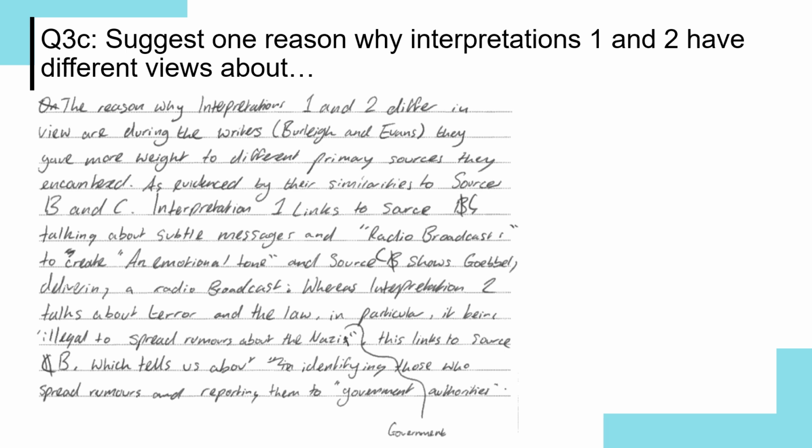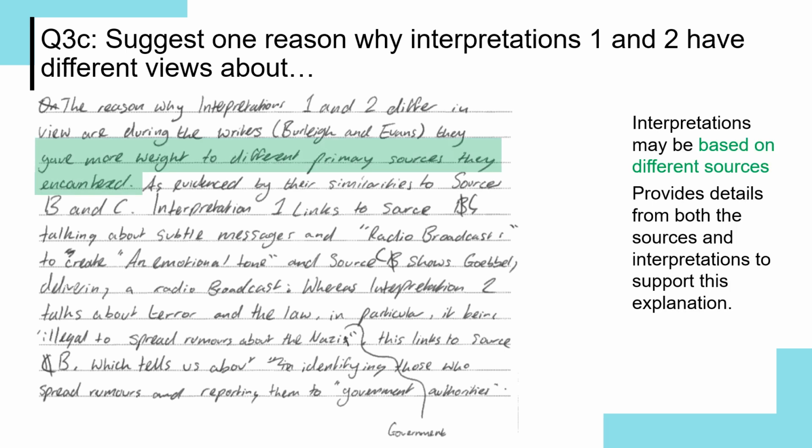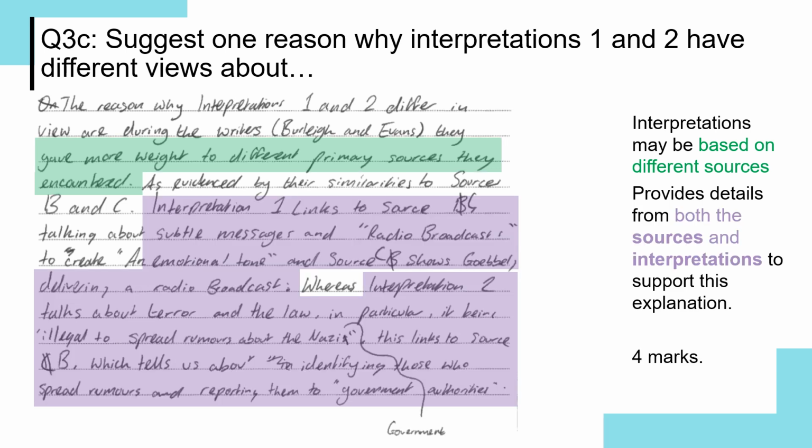Let's take a look at a sample answer. The answer clearly explains that the interpretations may be based on different sources, as highlighted in green. It provides details from both the sources and the interpretations to support this explanation. It's not enough to simply state that the author of interpretation 1 focused on propaganda, whilst the author of interpretation 2 looked at the mechanics of coercion, or to say interpretation 1 matches source C, for example. Details from the interpretations must be used to exemplify the different approaches of the authors of the interpretation.